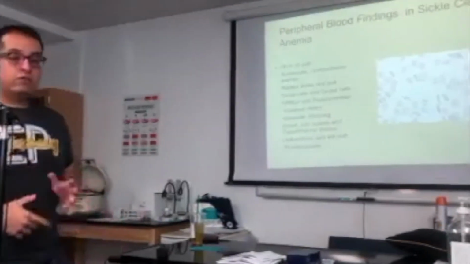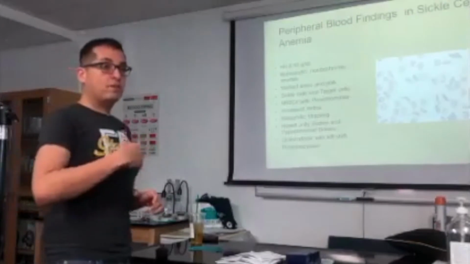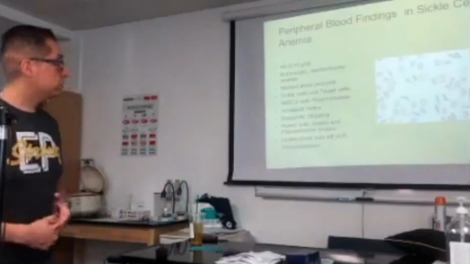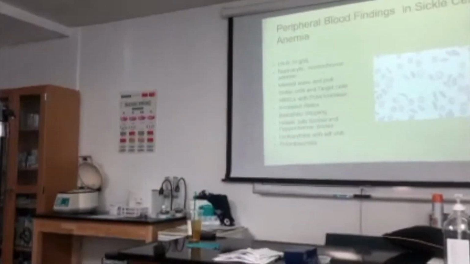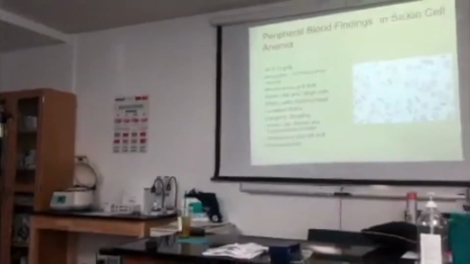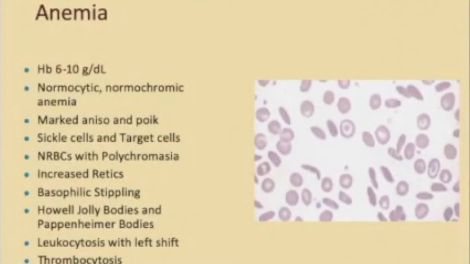So some of the things that we're going to notice in the laboratory with patients that are suffering from sickle cell, we're going to notice a hemoglobin concentration of 6 to 10 grams per deciliter. Again, the kind of anemia that we're going to categorize these hemoglobinopathies into are going to be normocytic, normochromic anemias. We're going to notice marked anisocytosis and poikilocytosis.